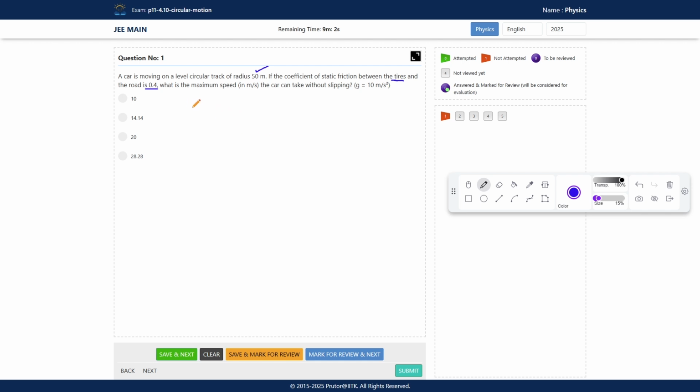So we know the formula of the maximum speed. Vmax, maximum speed, is equal to under root mu s into r into g. So using this formula we can calculate the maximum speed. Please solve. You have some time, and tell me which one is correct.